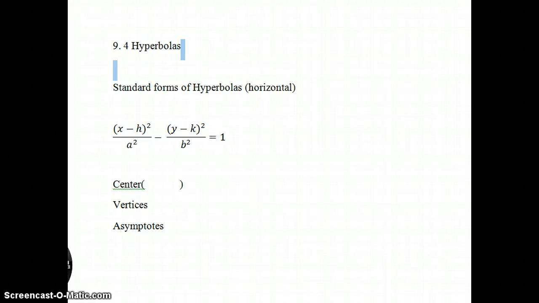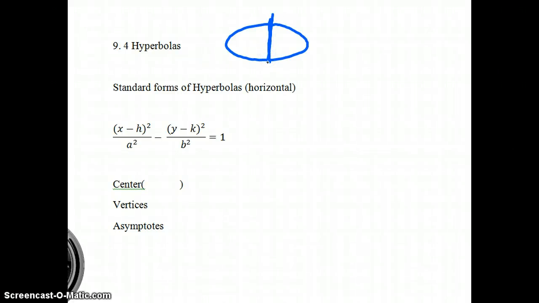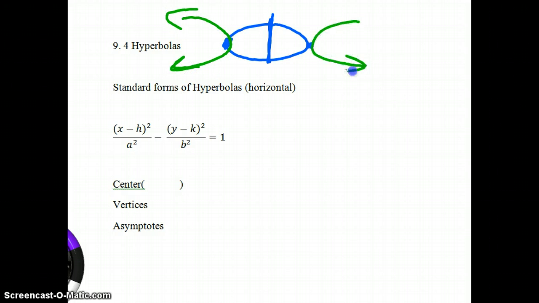Now that you've spent the day doing ellipses, I want to move on to hyperbolas. And we talked about what is a hyperbola. What you want to do is think of a hyperbola as an ellipse turned inside out. So if we think of this ellipse and we turn it inside out, the shape of a hyperbola is going to be something that looks like that.